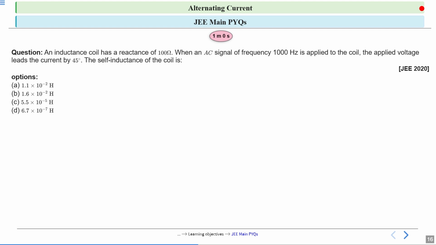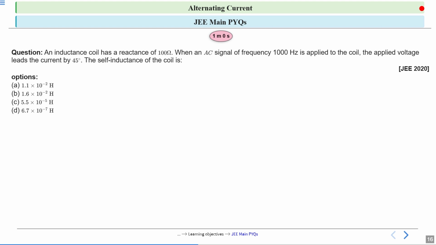Okay, we have to find the self-inductance of the coil. XL is given, nu is given, so you can find L. There is no use of the phase difference here. It is only given to produce confusion in the mind.